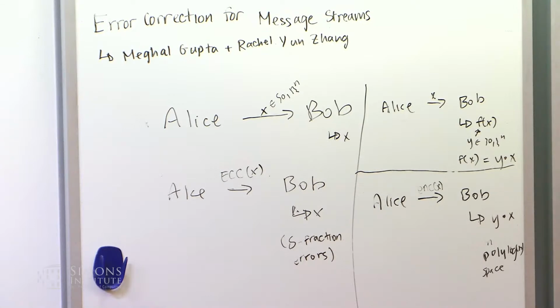Yeah? So the errors, are they adversarial? They can cluster in the beginning, or? Yeah, the errors here can be adversarial. The adversary will know what X is beforehand, as well as what process Alice is using to encode X, and based on this can decide to concentrate all the corruptions at the beginning if they want.